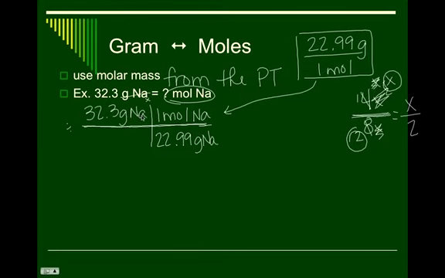And since I have grams of sodium on top and grams of sodium on bottom, they simplify out. And now I can just simply do my math. And you can look at this and go, okay, 32.3 times 1 divided by 22.99, you plug that into your calculator, and in correct sig figs, you're only allowed 3 sig figs, you get 1.40 moles of sodium.